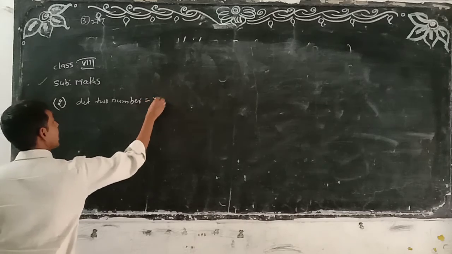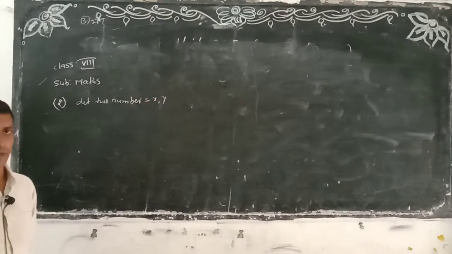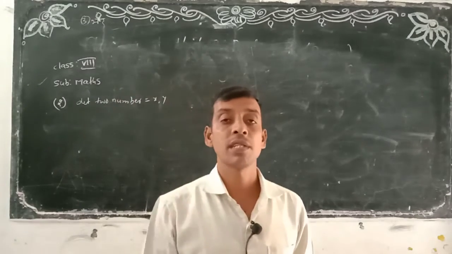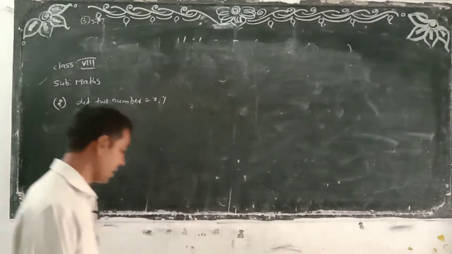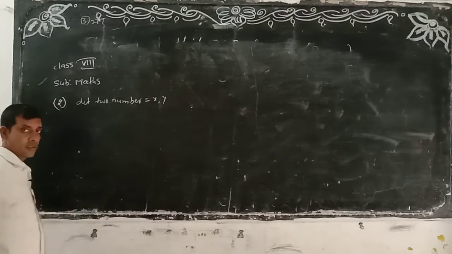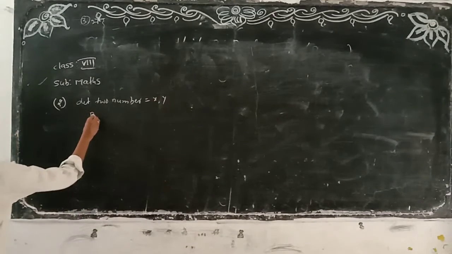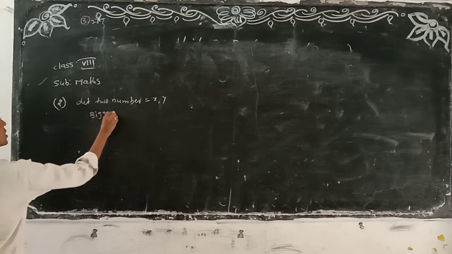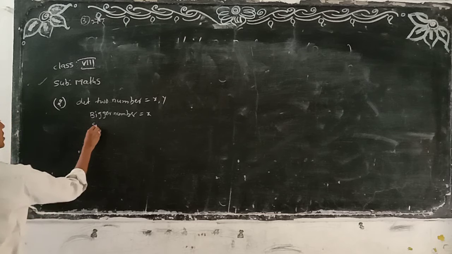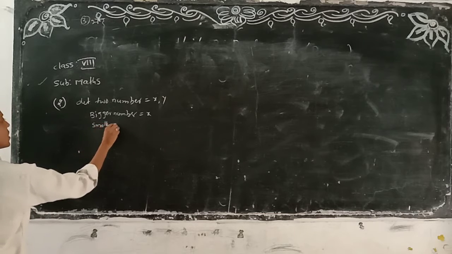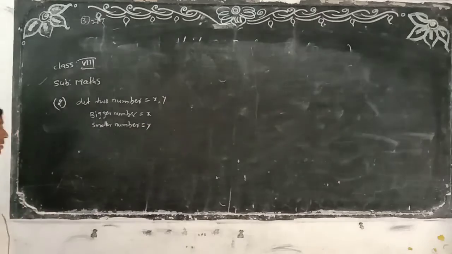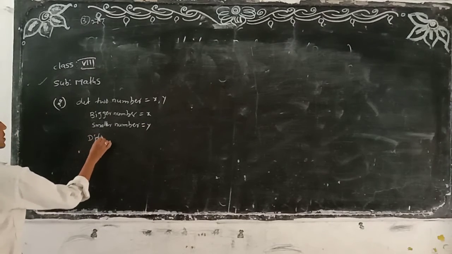Let the two numbers be x comma y. Think as though we don't know the numbers. We'll think, let the two numbers be x comma y. So what is given here? The bigger number and the smaller number. Bigger number means x only. Bigger number will be x and smaller number is equal to y.